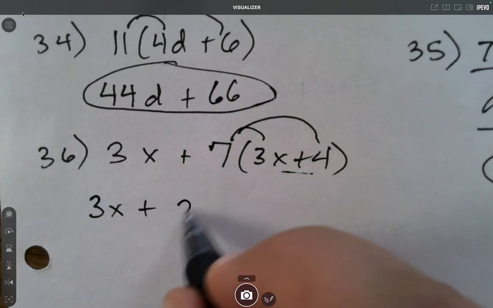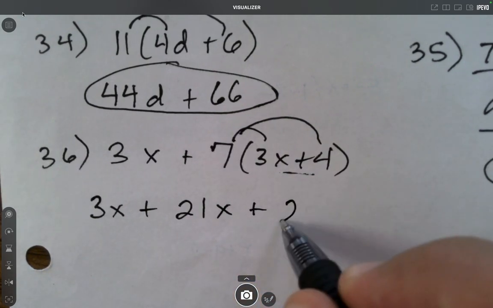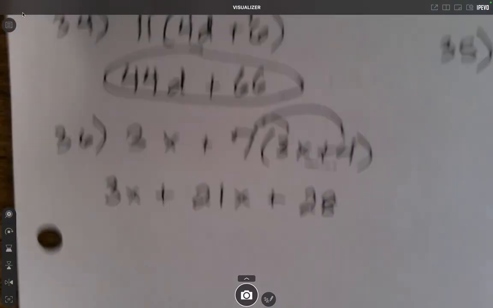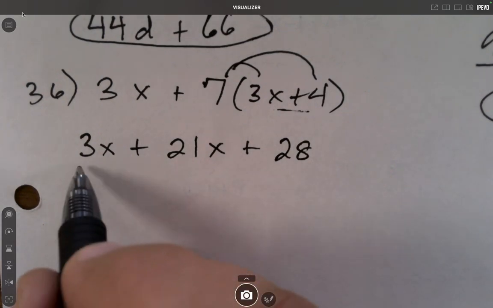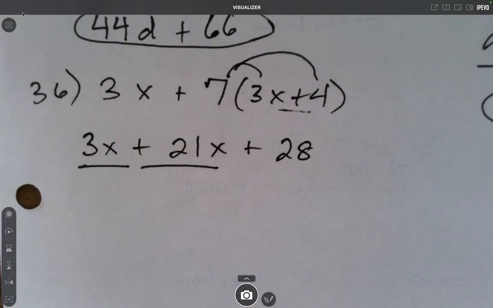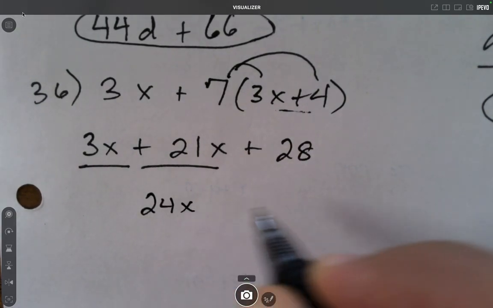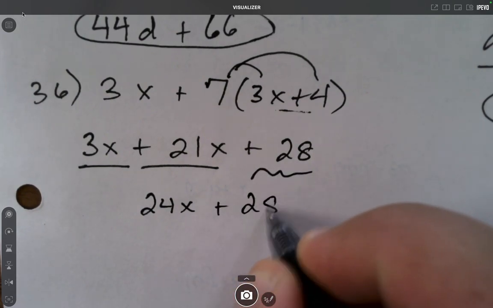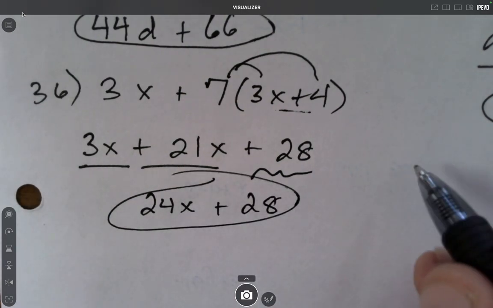7 times 3 is 21. We keep the x. 7 times 4 is 28. So our first step was to do the distributive property. Our next step is to combine like terms. We see two like terms right here. They both have an x, and it's to the first power. 3x plus 21x is 24x. And then this has no like term, it's a constant. So we just leave it as is. And our answer is 24x plus 28.